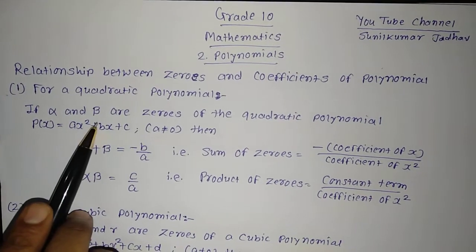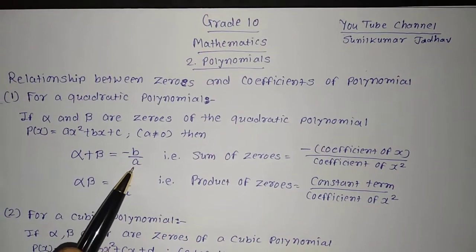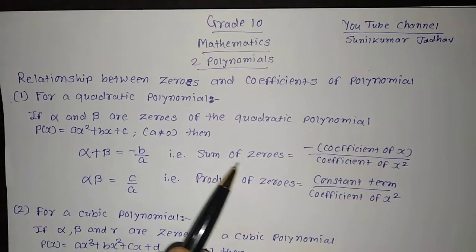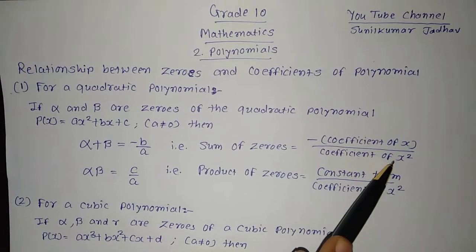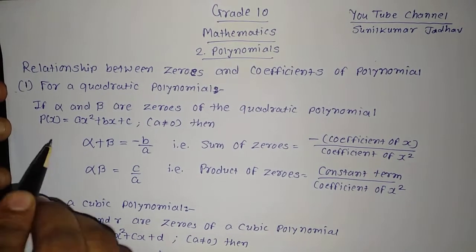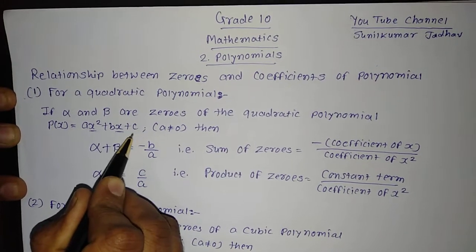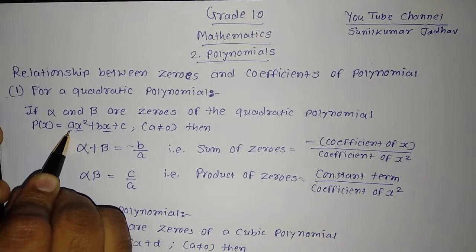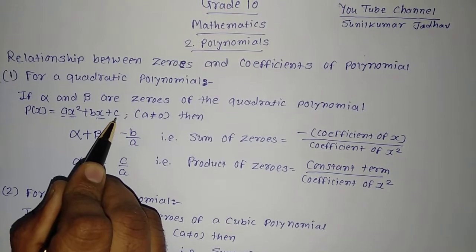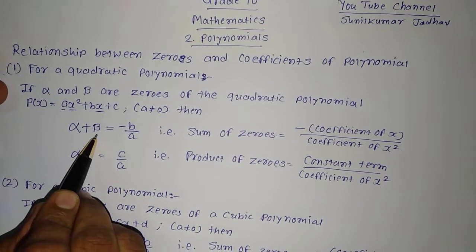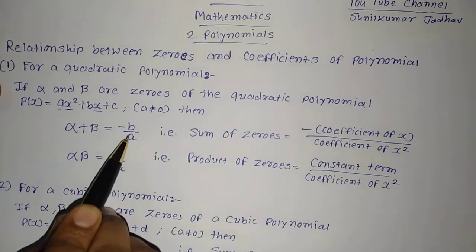Alpha and beta are the zeros of the polynomial, so alpha plus beta is equal to minus b upon a. It means the sum of the zeros is equal to minus coefficient of x upon coefficient of x square. You can see that here this is x square, this is x, and this is a constant term. a is the coefficient of x square, b is the coefficient of x, and c is the constant term. So alpha plus beta, the sum of the zeros, is equal to minus b upon a.